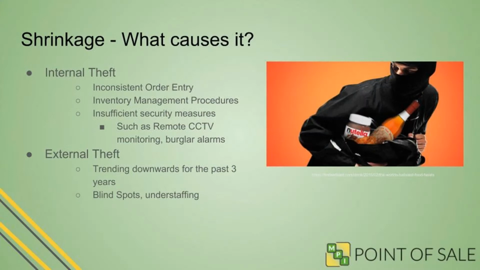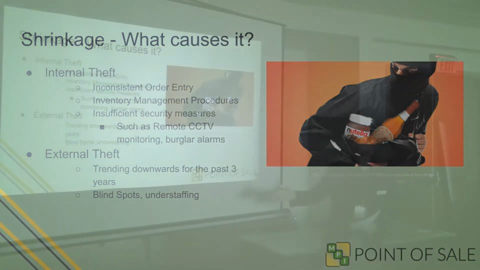internal and external. Internal theft is typically due to inconsistencies in procedures, in receiving, fulfilling, recording inventory, things of that nature. Inconsistent order entry, your inventory management procedures may not be tight enough, and of course, security measurements such as CCTVs, burglar alarms, monitoring of cash drawers, and things of that nature. With external theft, although it's been trending downwards for the past 3 years, it still occurs in every business. Usually due to blind spots, understaffing, and frankly, having your products improperly placed in your business.